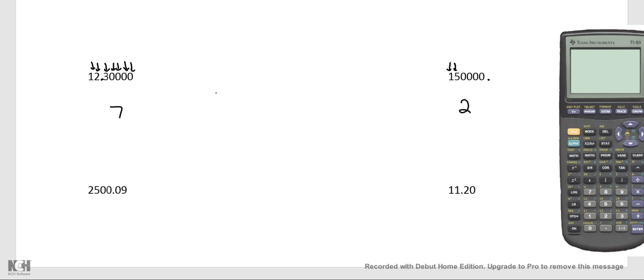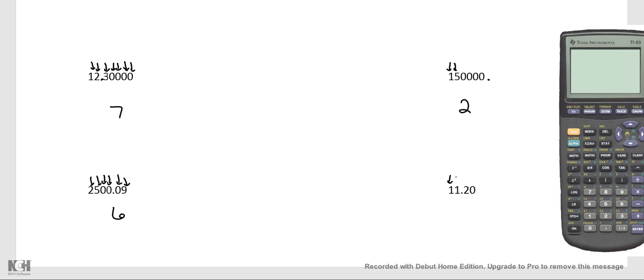2,500.09. Let's look at our non-zero numbers first. All 3 of these zeros are between the 5 and the 9, so all 3 of these zeros count. So now I have 1, 2, 3, 4, 5, 6 significant digits there, all of them counted.